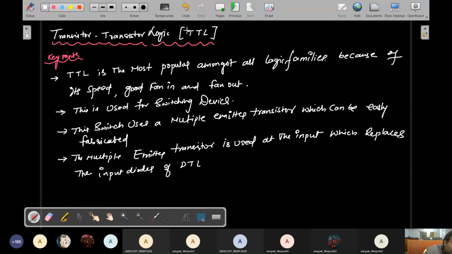Okay, so operation. Next I'll move to operation. Please note, everybody. Operation means first of all the circuit diagram, and after that the operation. So, the circuit diagram. See clearly, everyone observe clearly.